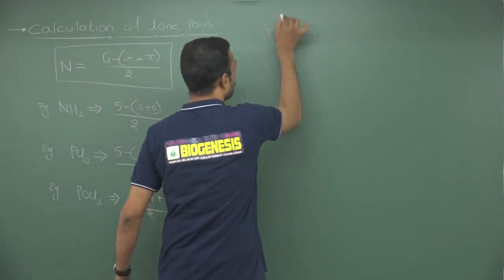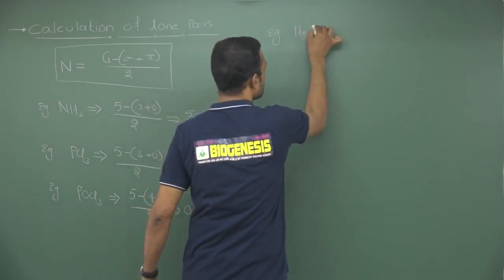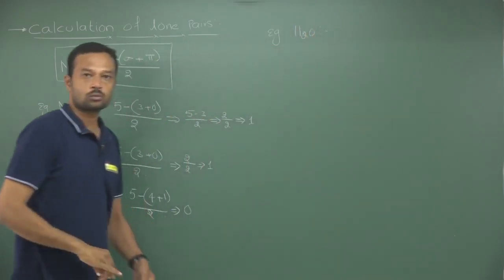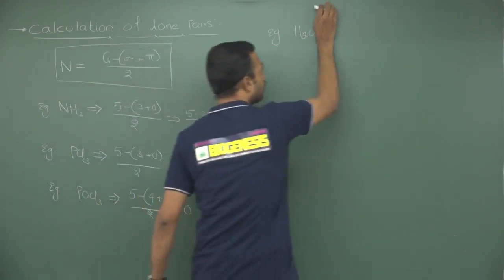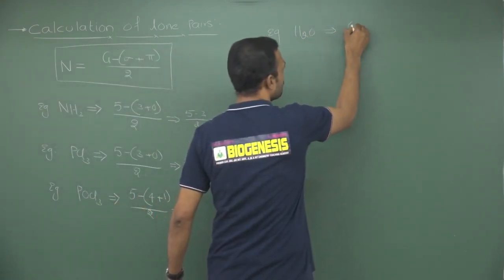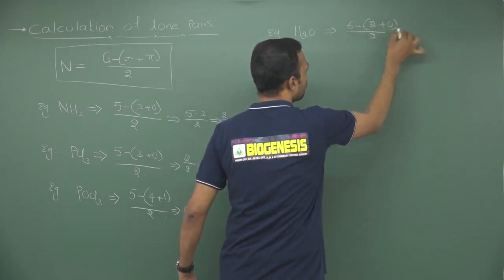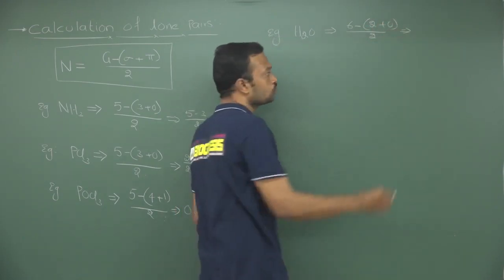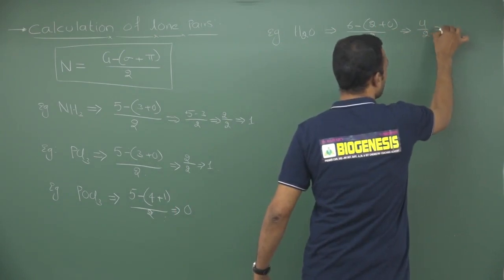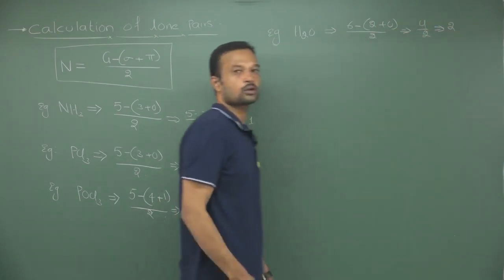Okay. Now let's go through the water molecule. This is a very well known molecule. Water carries no pi bond. Oxygen is a 6th group element, and here 2 sigma bonds are present, divided by 2. So 6 minus 2 is 4, 4 by 2, which means oxygen carries 2 lone pairs of electrons.